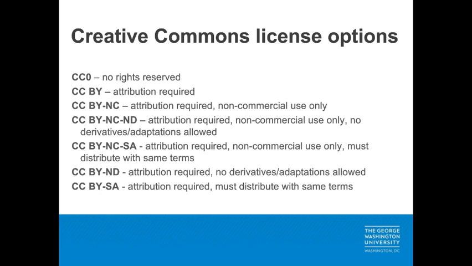So we see that there are 7 different Creative Commons license options. The least restrictive is the CC0, or no rights reserved. And then you can see these different combinations that are available. So CC BY-NC means attribution is required and it cannot be used for commercial purposes. CC BY-SA means attribution is required, but it must be distributed with the same Creative Commons terms. So you can see there are 7 options here, and as the copyright holder, you would select the one that seemed most appropriate to you.